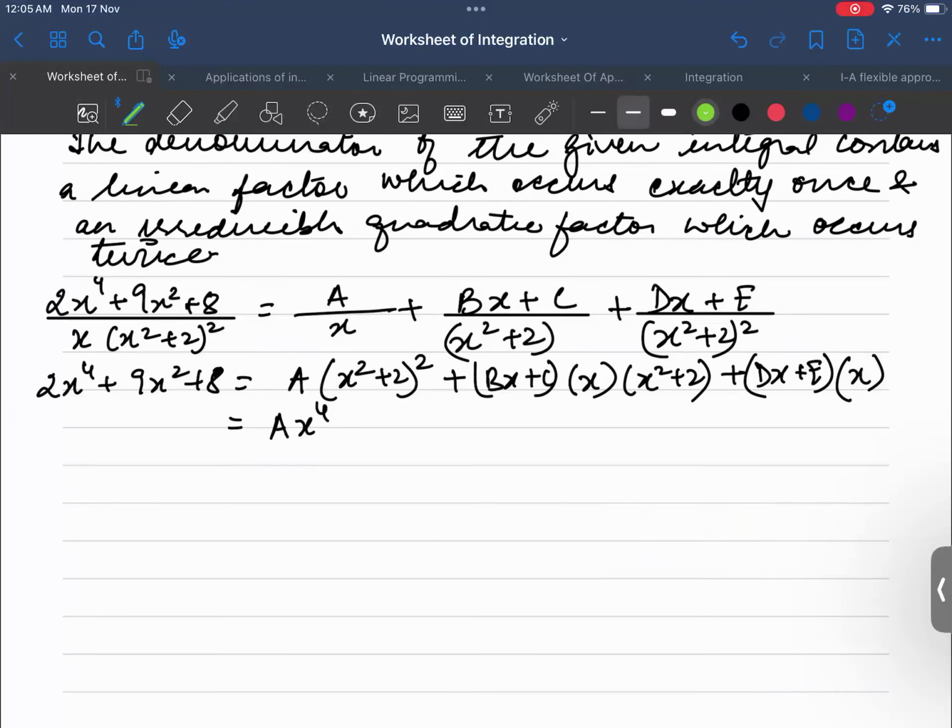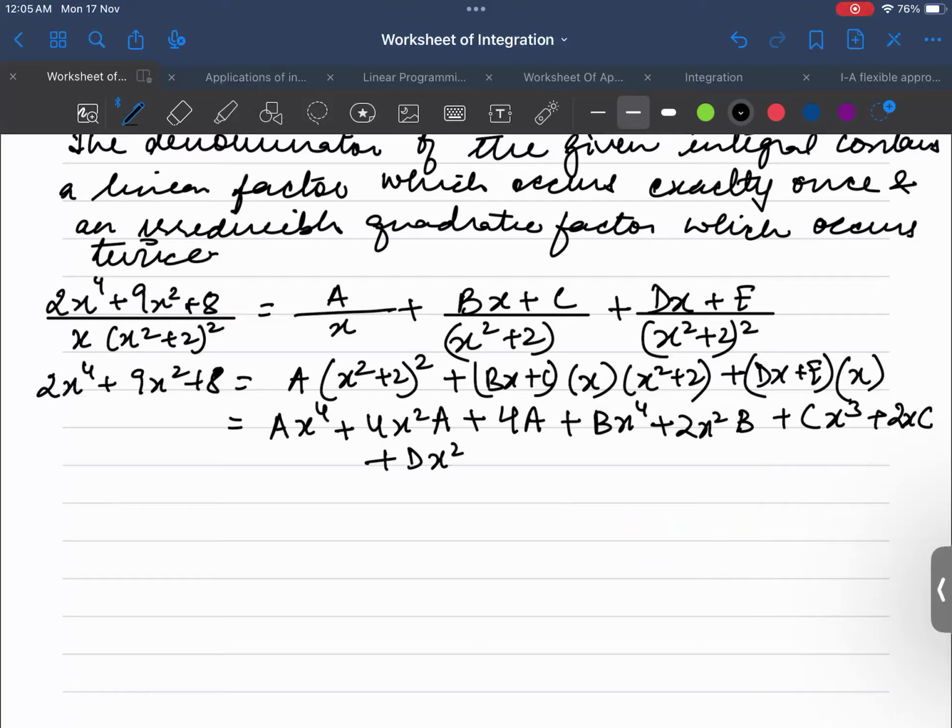Okay. x power 4 plus 4x. Let me use the black ink. This would be 4x square a plus 4a, plus b x power 4, plus 2x square b, c x power 3, plus 2xc, plus d x square plus ex. You will solve it. If you simplify and solve, it would come in this way.